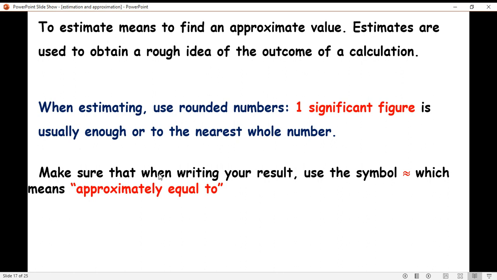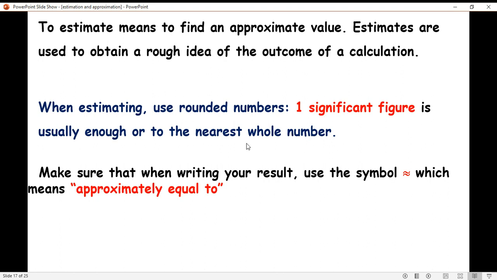Make sure that when writing your results, use the symbol. You can see this symbol in red, which means approximately equal to. What we're saying is that anytime we come across this symbol in mathematics, it signifies approximately equal to. And remember, when you want to estimate, you use rounded numbers. That is, you can round it to one significant figure or to the nearest whole number.